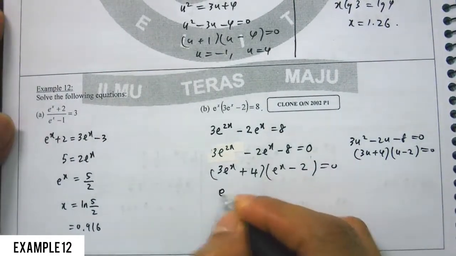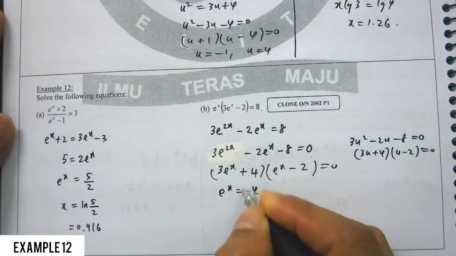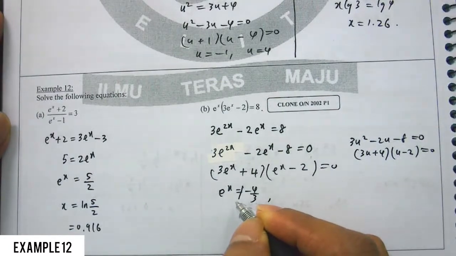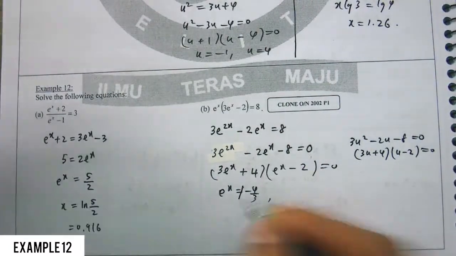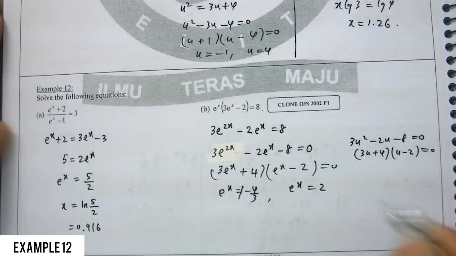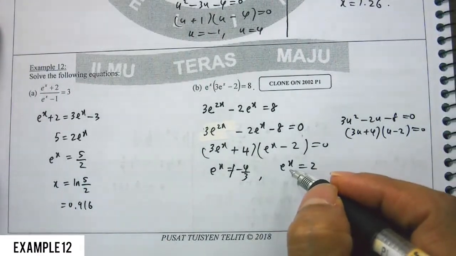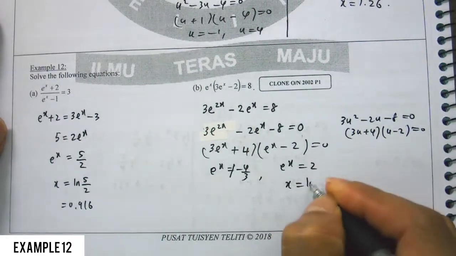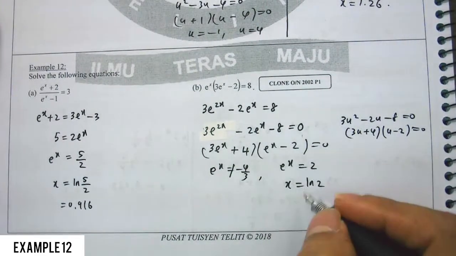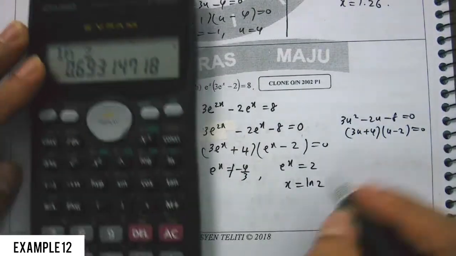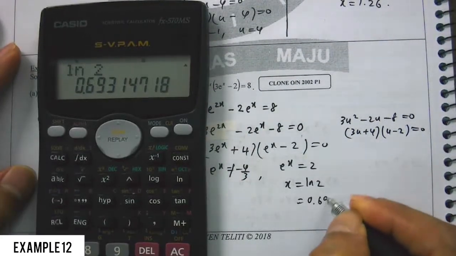Okay, in this case, e^x is negative 4 over 3. Now we know this cannot happen. Anything power x must be more than 0. So we take e^x equals to 2. And to solve for x, what do I do? I change from index form to logarithm form. Ln 2, somebody, ln 2 is 0.693.